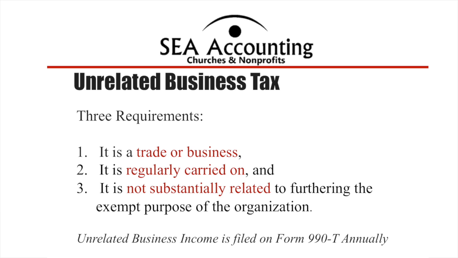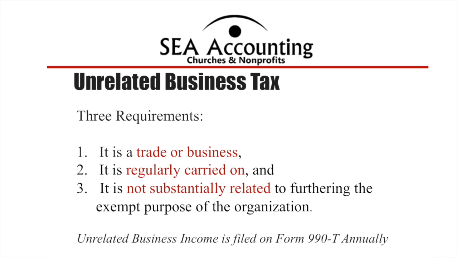For most organizations, unrelated business income is income from a trade or business that you've done more than once, that is something that you do regularly. An exempt organization that has $1,000 or more of gross income from an unrelated business must file Form 990T.